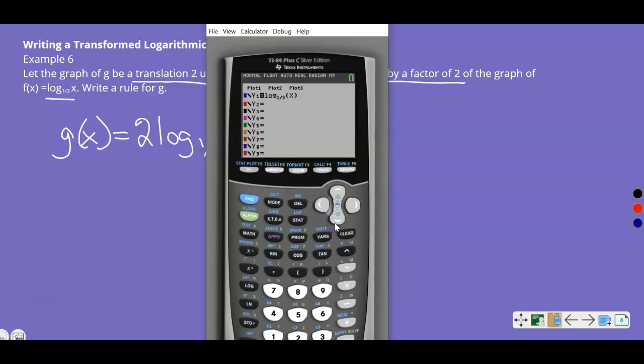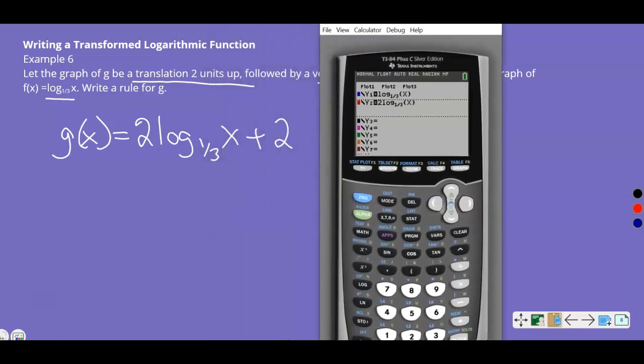And then let's graph the transformation as well. So we're going to have 2 log base 1/3 of x and then plus 2. The parentheses are put automatically by the calculator. But we don't put the vertical movement inside the parentheses. It goes outside the parentheses.